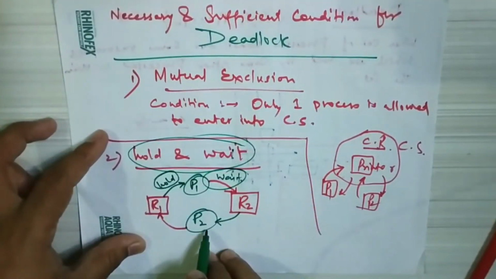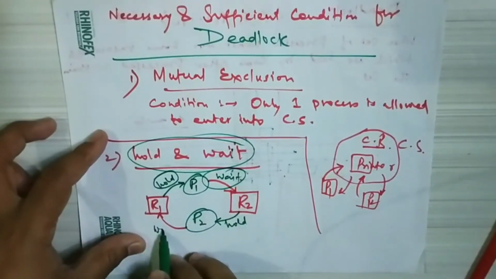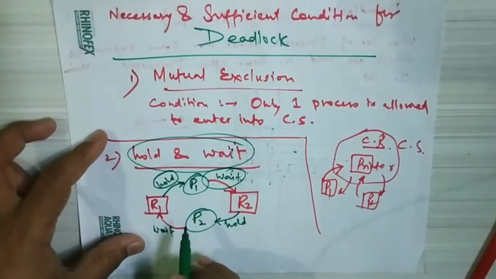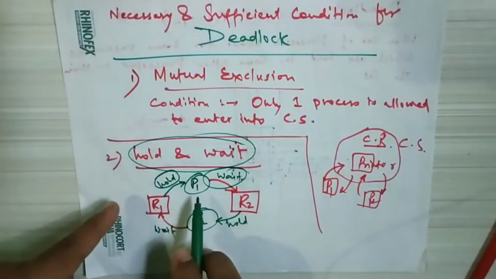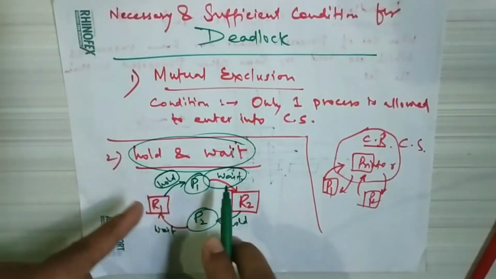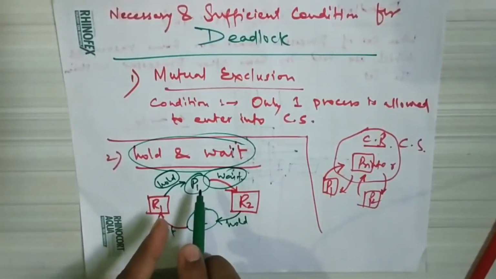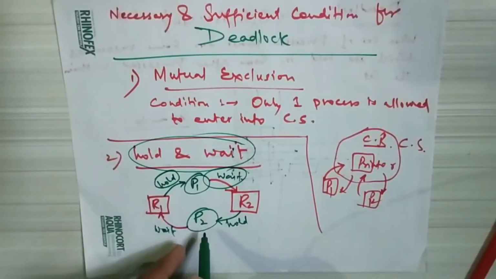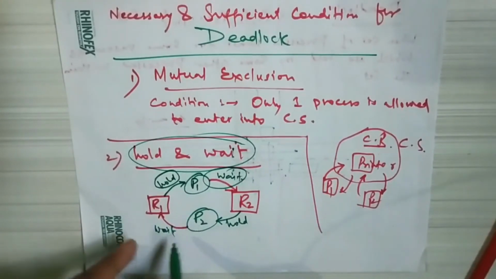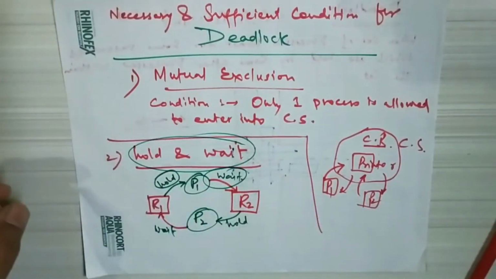Here in the second process, P2 is holding R2 and waiting for R1. This is the situation where deadlock can occur. The process is holding one resource and waiting for another resource which is being held by another process. So P1 has held R1, which P2 needs, and P2 is waiting for it. This kind of situation is what we call a deadlock situation.